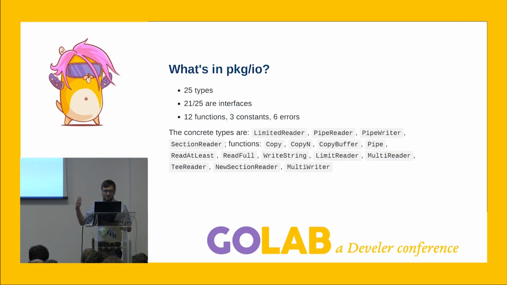Okay, so what's in this package I/O? There are 25 types. 21 of them are interfaces. There are a couple of functions, a few constants and errors. Here are some concrete types, which we don't go into, and there are a couple of functions, like copy, and we look at a few of them, but not all of them.